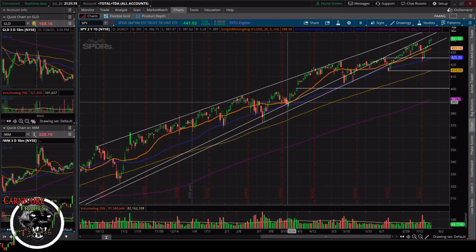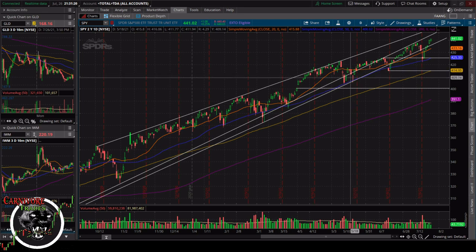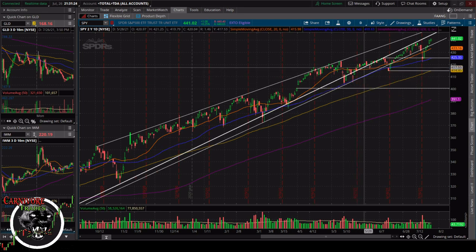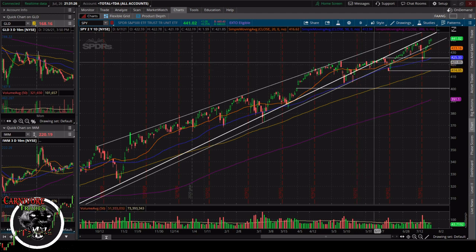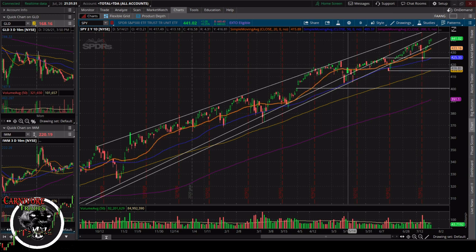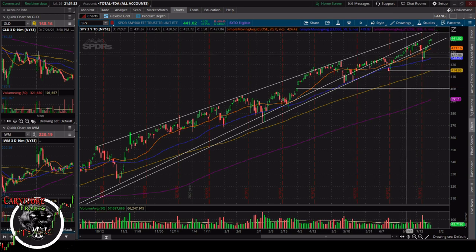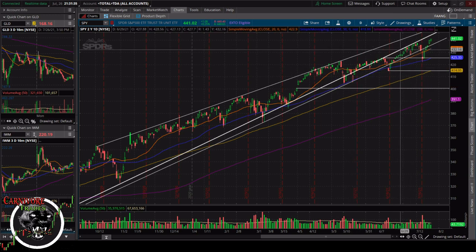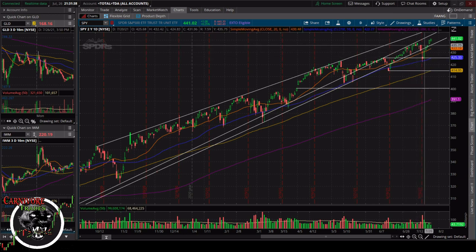We pierced it, gapped down, got back above it, then we closed below it, tried to close below it again, which we did, but never took out this pivot. And then look what happened. This trend line has become resistance. Even though we violated it so many times, to the point where I actually erased this trend line from my analysis, it's still resistance, and the market's actually respecting it.